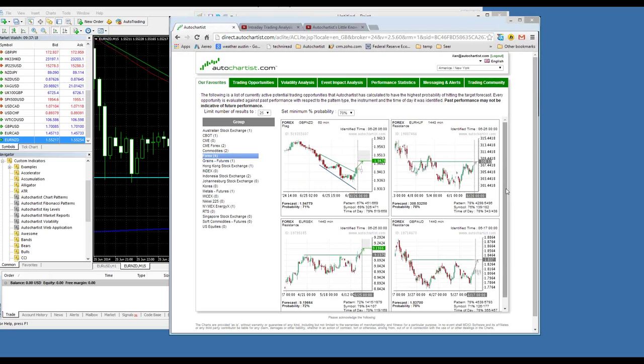Certainly, if you can send us the request to support@autochartist.com, we can also try and engage with a broker to enable that for you. However, I also want to point out that if you're trading a limited amount of instruments, you can achieve the same thing as we've got in Our Favorites by literally going into the performance statistics section and printing out some of those performance stats, and then just monitoring the trading opportunity section, because that's exactly what the Our Favorites does. So if you look at the trading opportunity section and just cross reference it with performance stats, you'll be able to achieve exactly the same result.